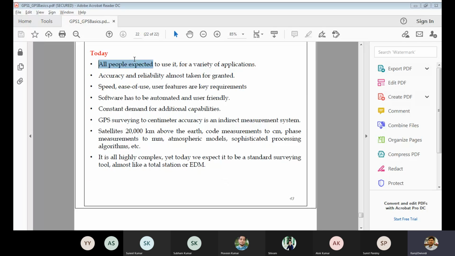Today, all people are expected to use it for a variety of applications. Accuracy and reliability are almost taken for granted. Speed, ease of use, and user features are key requirements. Software has to be automated, with constant demand for additional capabilities, and with satellites 20,000 kilometers away from Earth, using code measurement, we are achieving the position in centimeters.